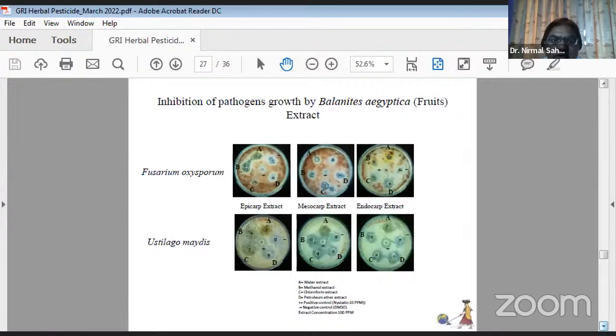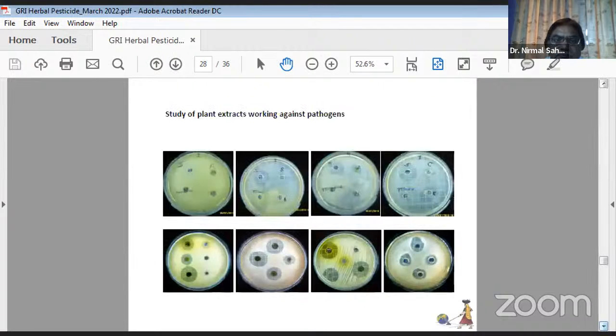This is the plate assay for the fusarium. And the extract was of fruit from the Balanax. So you can see this halo region. This halo region indicates the control, and that is being measured as a millimeter size. If it is 20 or more than 20, that extract is considered best to control the pathogens. Likewise, the other extracts.